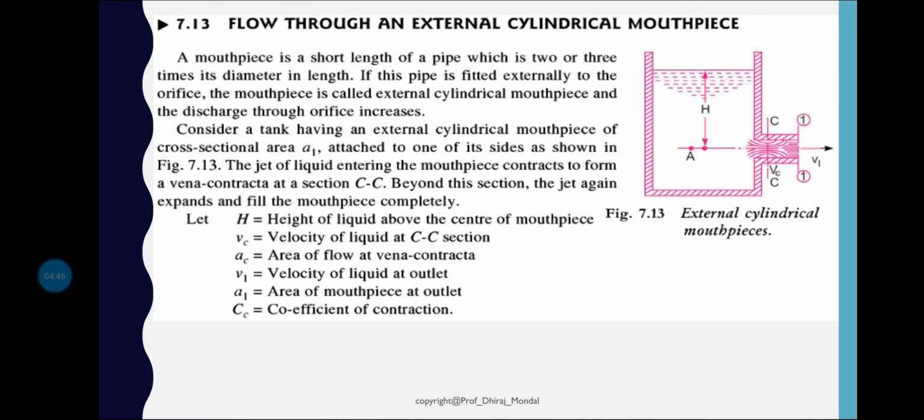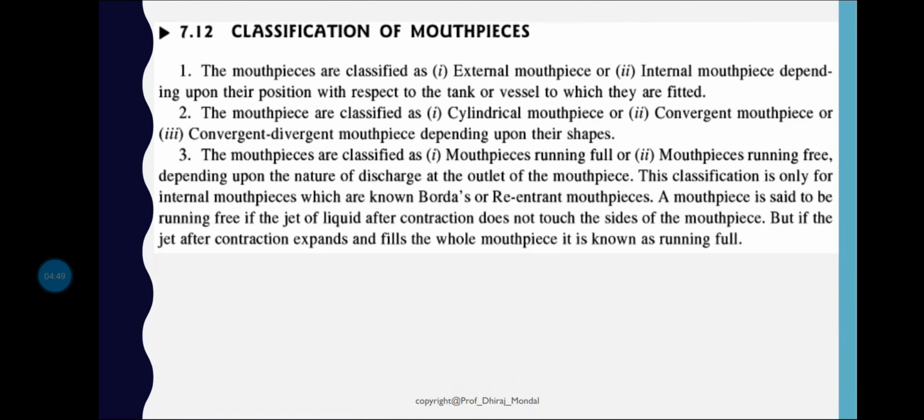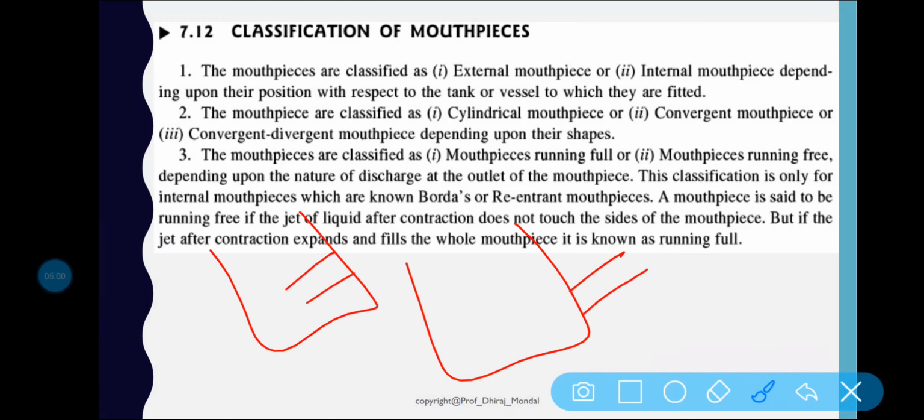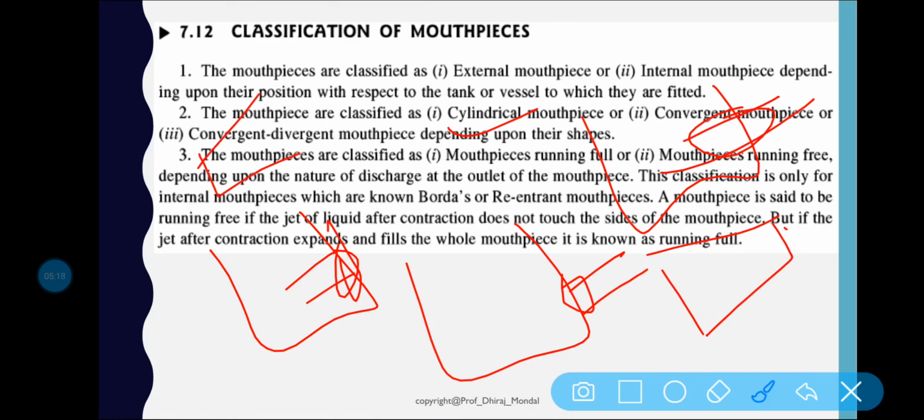So let us start. First of all, based on the position, there are external mouthpiece and internal mouthpiece, that means it can be mounted like this, or it can be mounted like this. This is the hole. Internal mouthpiece, external mouthpiece. Now the cylindrical mouthpiece means the shape is cylindrical, convergent means like this, divergent means like this, and convergent divergent type means this is your convergent divergent type mouthpiece.